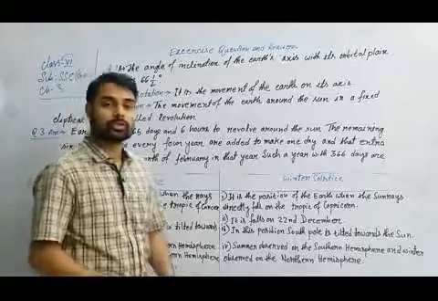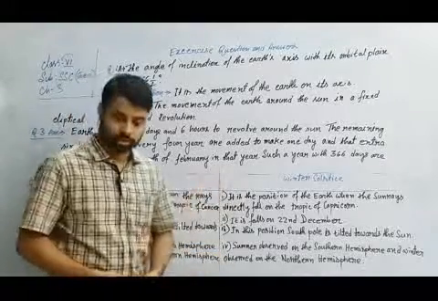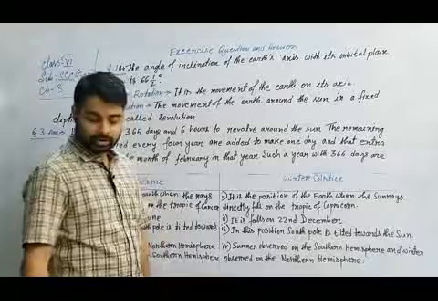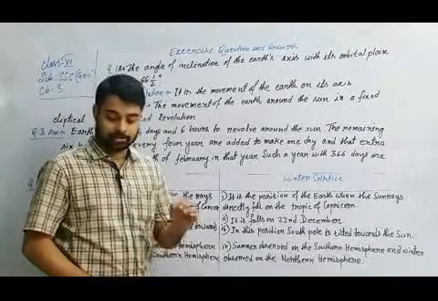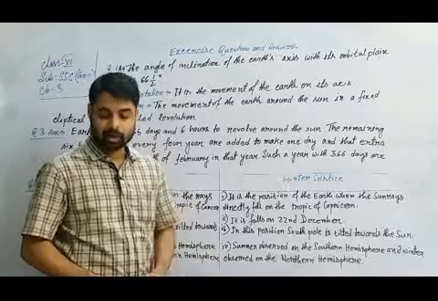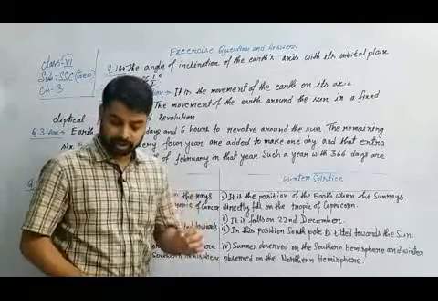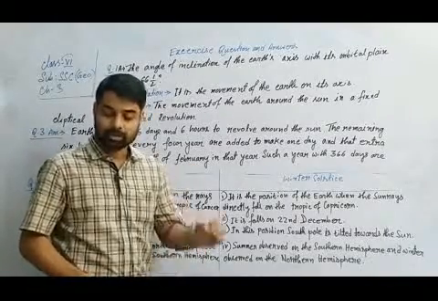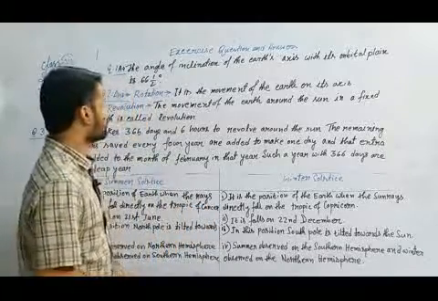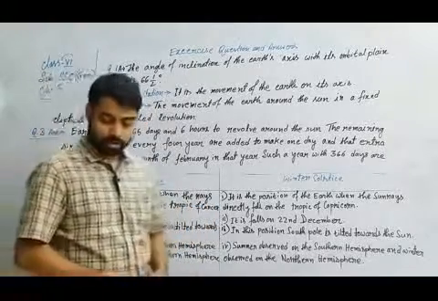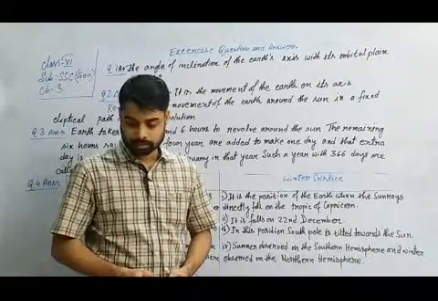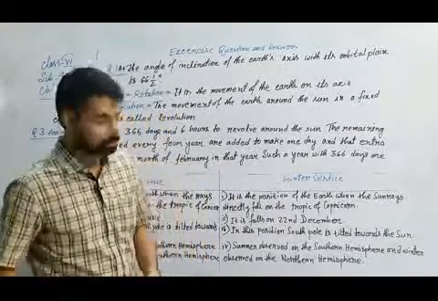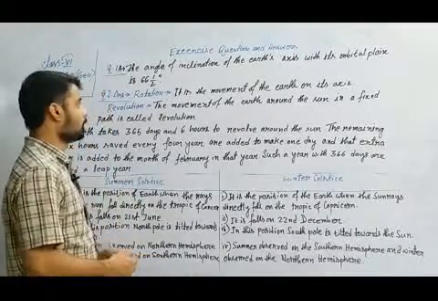Students, open your copy and write these question answers. The first question is number 1, answer the following questions briefly. Question A: what is the angle of inclination of the Earth's axis with its orbital plane? This is the first question. You can find the question in your book, I am just mentioning the answers here.